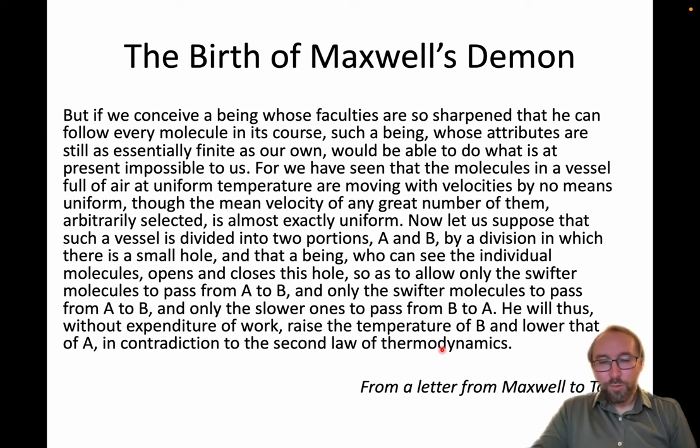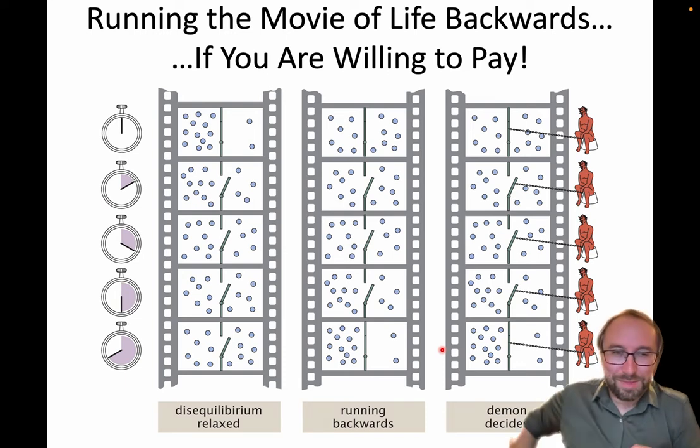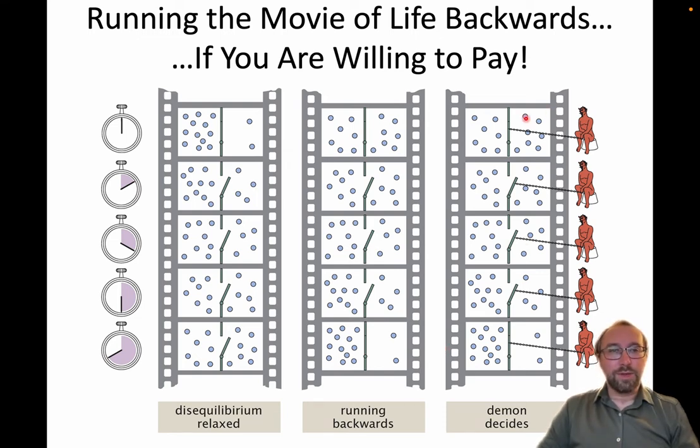Okay, so what is Maxwell thinking? He didn't quite think of a demon, but then people started talking about this being as a Maxwell demon, and the idea is that the demon allows you to run the movie backwards if you're willing to pay. What does this mean? The demon is going to open the door and only let fast particles move to the left, for example, such that at the end of the day you have a concentration gradient, or in the case of Maxwell's example, a gradient of temperature.